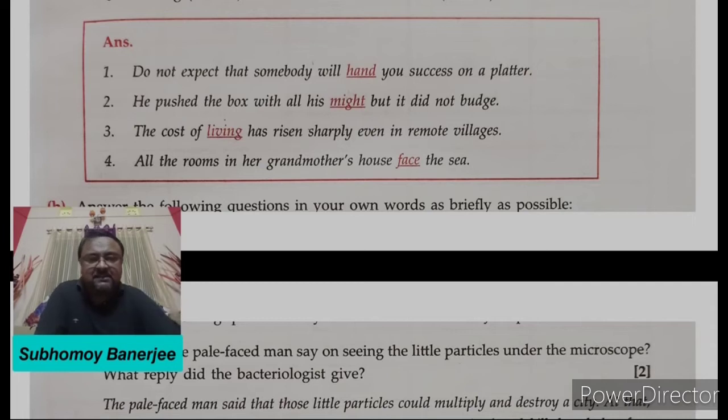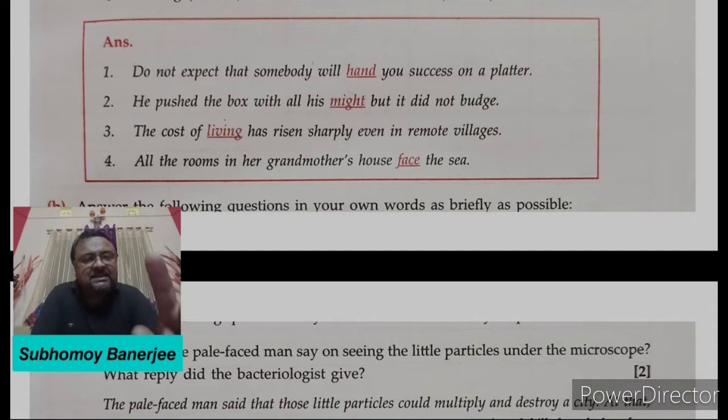And the last one, look at it. All the rooms in her grandmother's house face the sea. Face means are towards, are turned towards or face. I can also make other sentences, not necessarily these. For example, with hand, you can make a sentence of your own of 10 words. Just see how many words are there in each of these sentences. 1, 2, 3, 4, 5, 6, 7, 8, 9, 10, 11, 12. In the first sentence, there are 12 words.